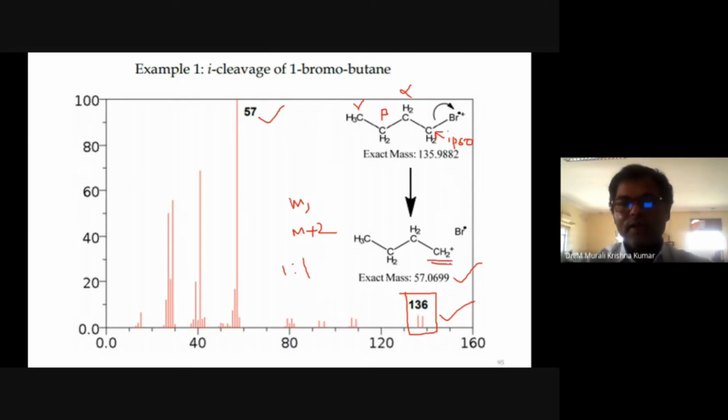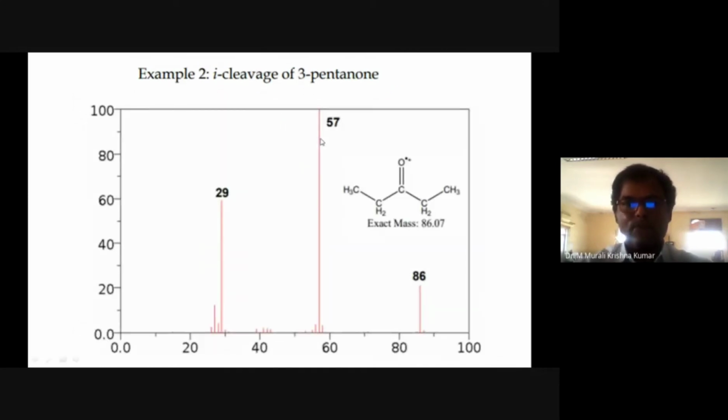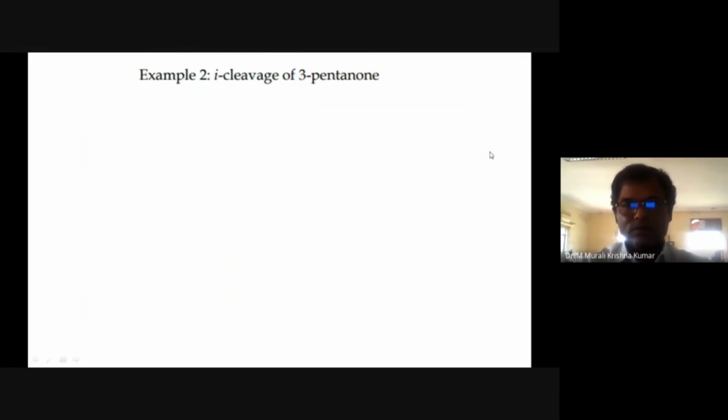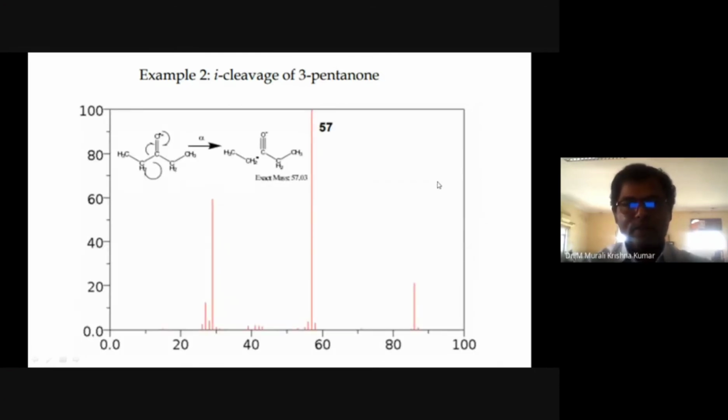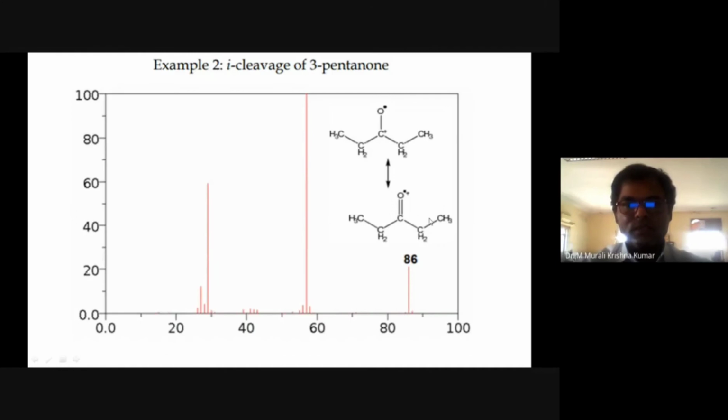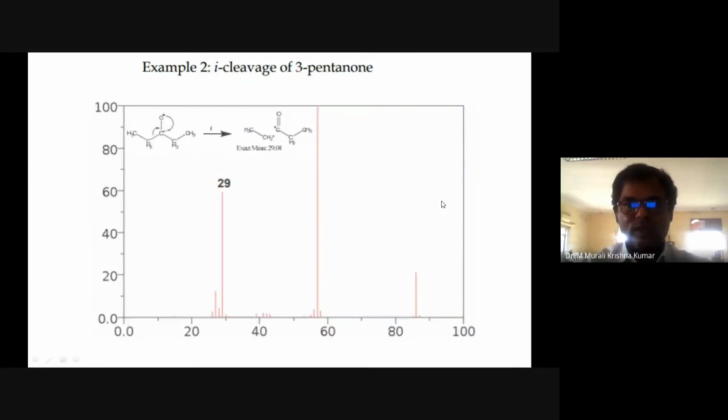So when it is fragmented, the fragment ion 57 is coming, because this fragment ion can easily rearrange to form CH3. So that possibility is there. That's the reason why the 57 ion is the base peak in this particular fragmentation. So in the case of pentanone, how is the fragmentation happening? Fragmentation is happening at the ipso carbon. In the case of 3-pentanone, that is alpha cleavage, I cleavage of 3-pentanone.